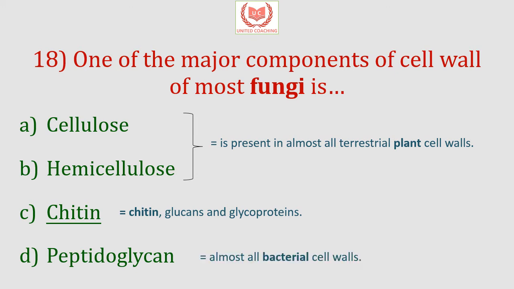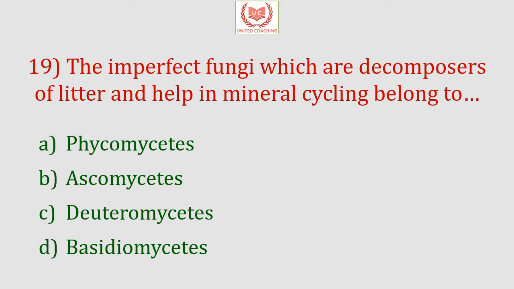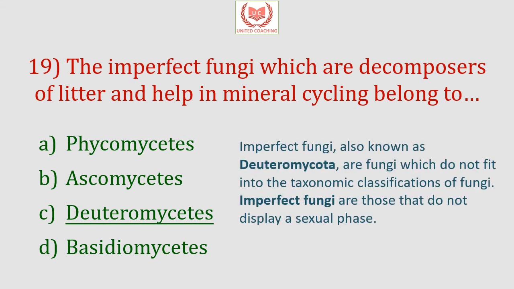Now cellulose and hemicellulose is present in almost all terrestrial plant cell walls, and peptidoglycan is present in almost all bacterial cell walls. Our next question is, the imperfect fungi which are decomposers of litter and help in mineral cycling belongs to, is it Phycomycetes, Ascomycetes, Deuteromycetes or Basidiomycetes? So answer is Deuteromycetes. Now imperfect fungi, also known as Deuteromycota, are fungi which do not fit into the taxonomic classification of fungi. Imperfect fungi are those that do not display a sexual phase.